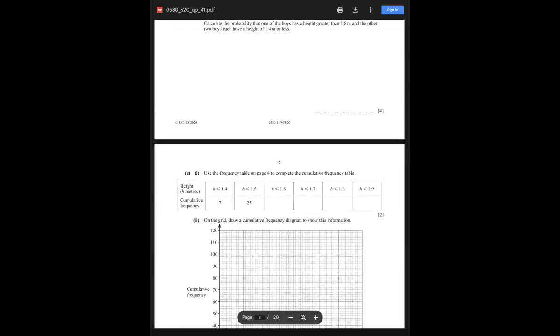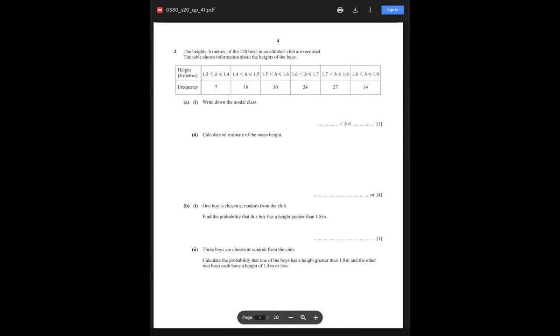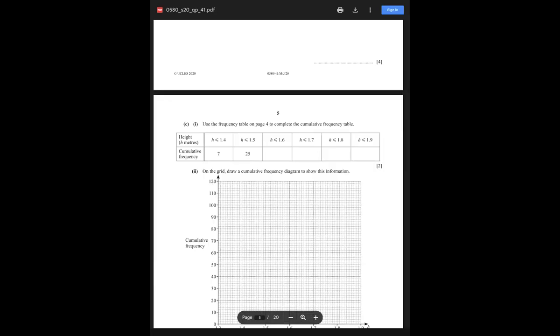The trick is this. We want to identify the number of people that have a height of less than or equal to 1.6. So we go up. The people who are less than 1.6 is 1, 2, 3. So we need to add all these 3 up. This is 7 plus 18 plus 30. It's 55 people. Just gonna write it down here first.